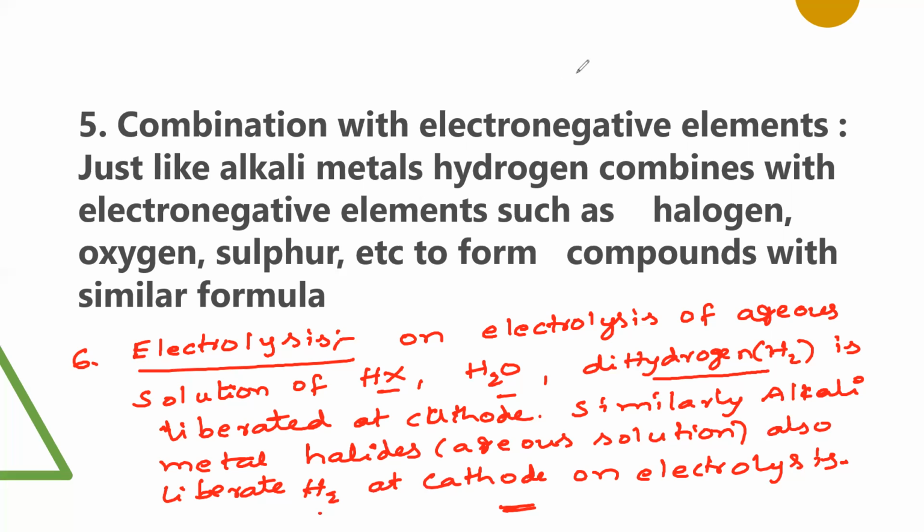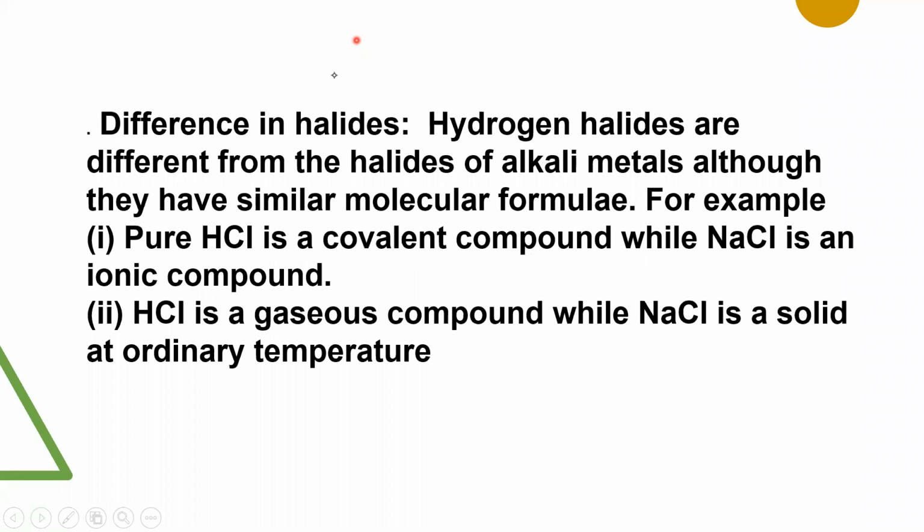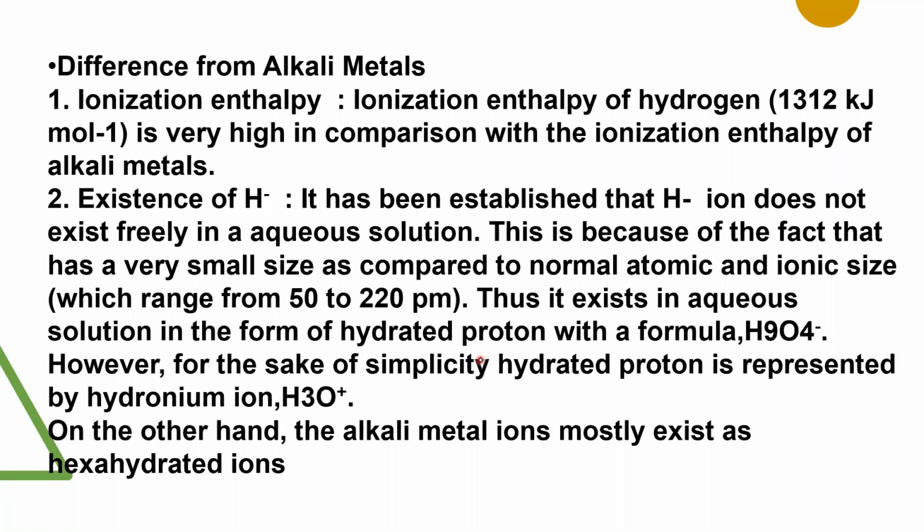So, next, continuation. Differences from alkali metals: ionization enthalpy. So far we have seen the similarities. Now we are going to see the differences. First one, ionization enthalpy. Ionization enthalpy of hydrogen is 1312 kilojoules per mole, which is very high because it contains only one electron, and that electron is very close to the nucleus. So a very high ionization enthalpy has to be given to the hydrogen atom, then only it can lose one electron.